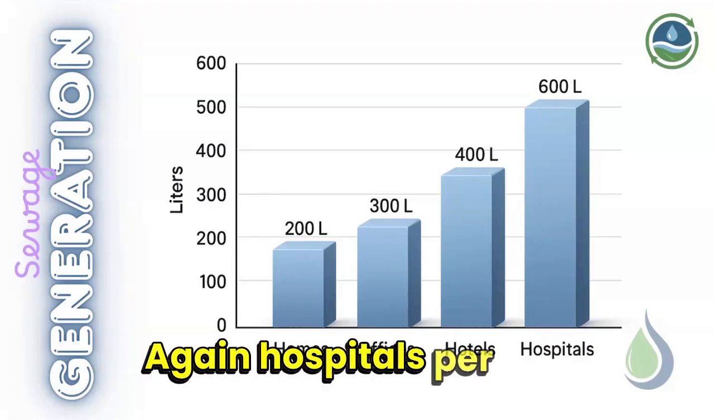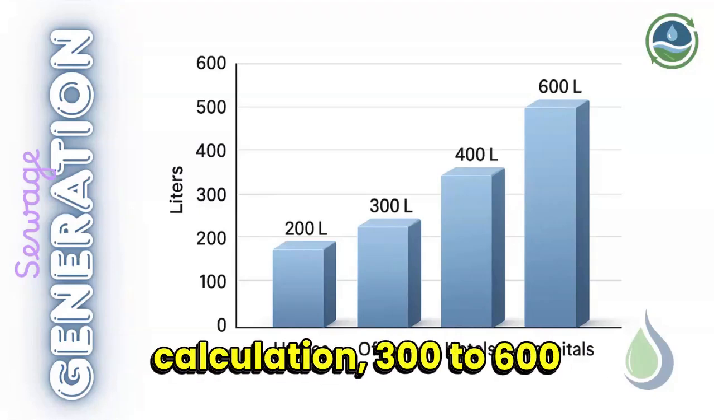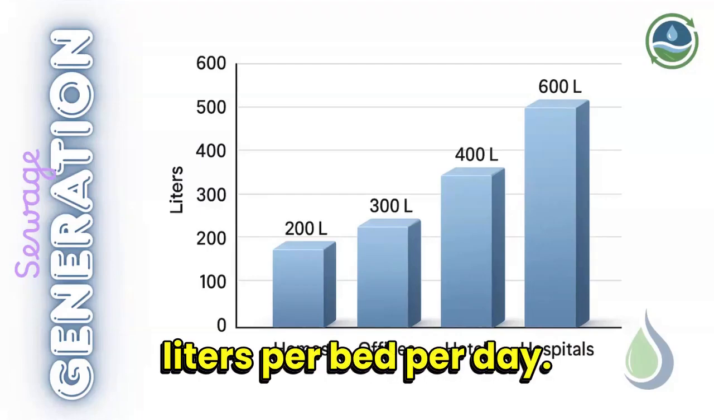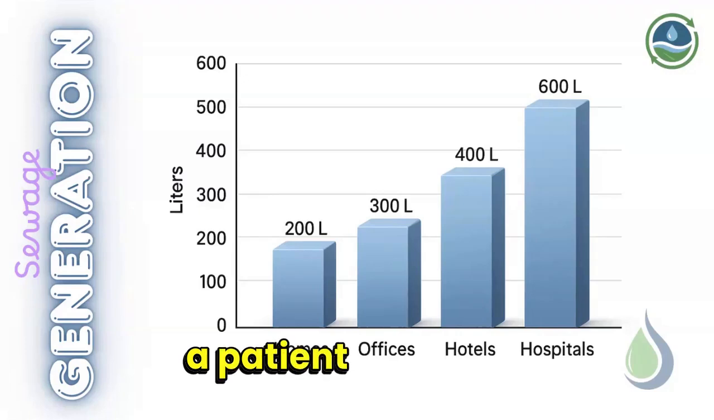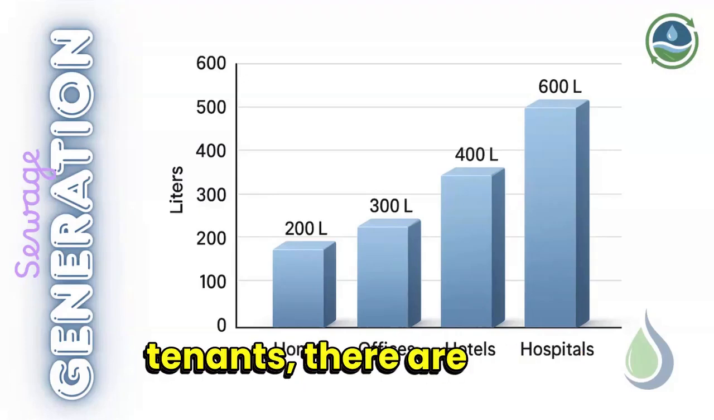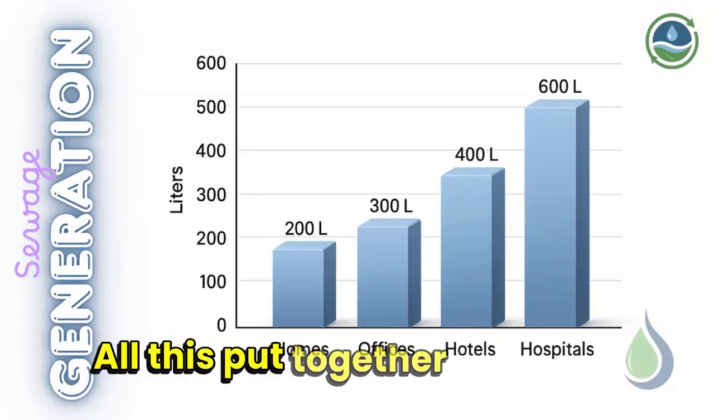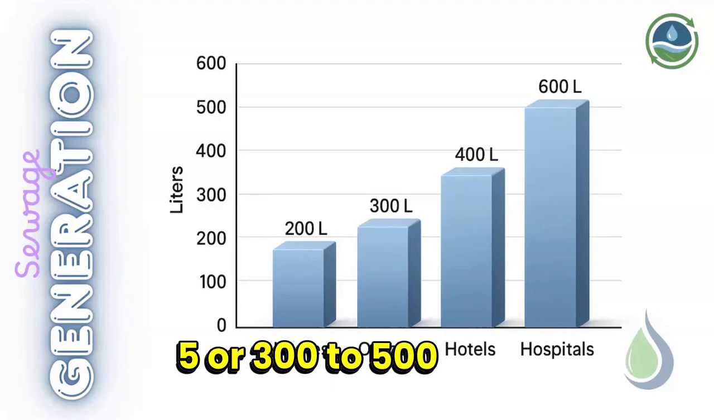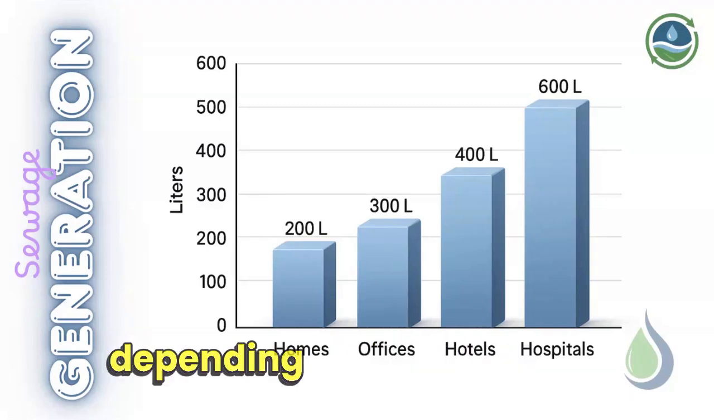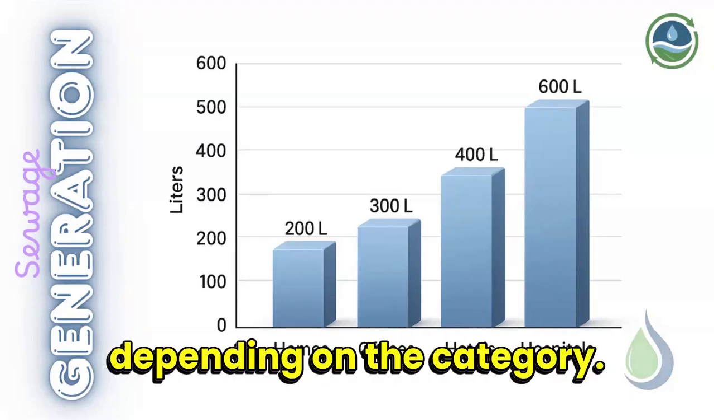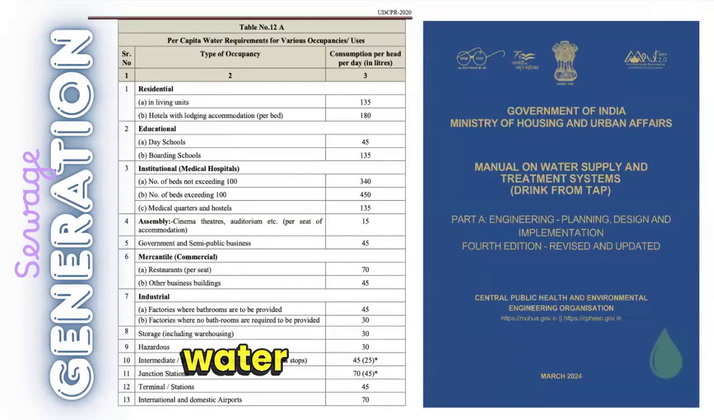Again, hospitals, per bed calculation, 300 to 600 liters per bed per day. Because one bed might have a patient, but along with the patient, there are attendants, there are staff, there are visitors. All this put together becomes 300 to 500 to 600 liters per day, depending on the category. Okay. So much wastewater is generated.